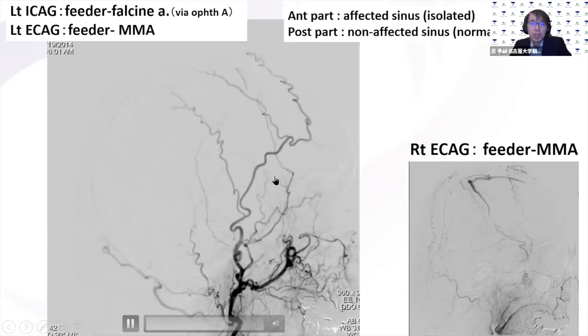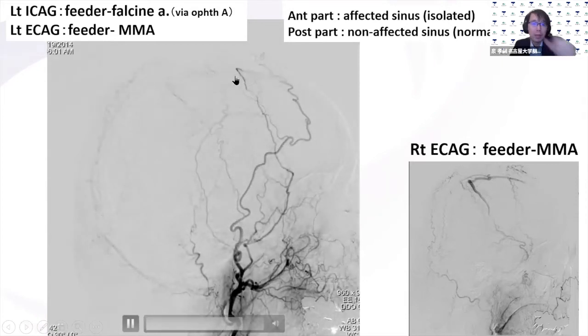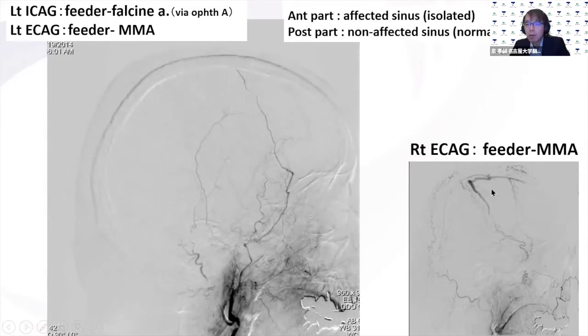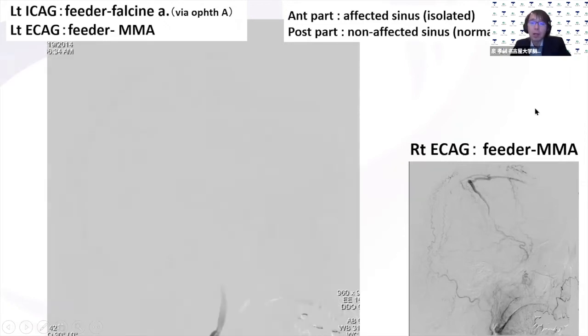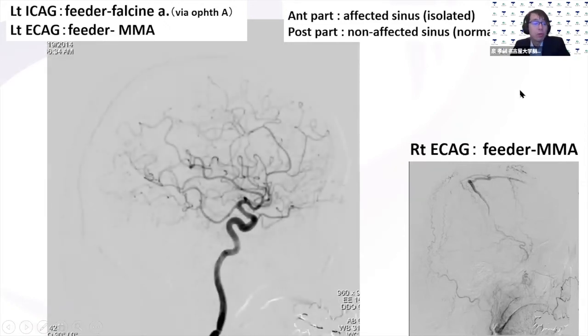Here, the MMA is prominent on the ECA angiogram, but this angiogram does not opacify the affected sinus, while the contralateral ECA opacifies the isolated sinus here. So normal perfusion uses from here to here, but the SSS is divided into two segments, two parts. Here is the isolated sinus type dural AVF.